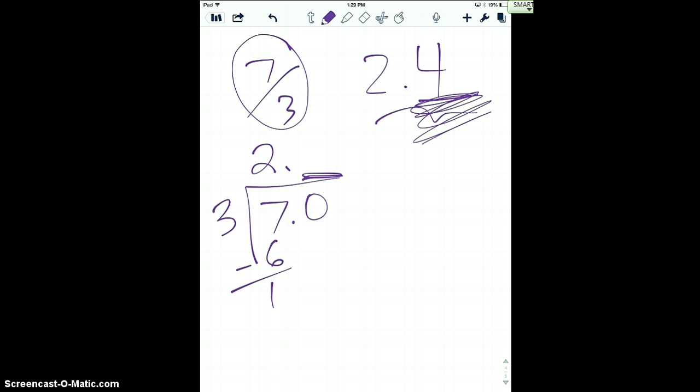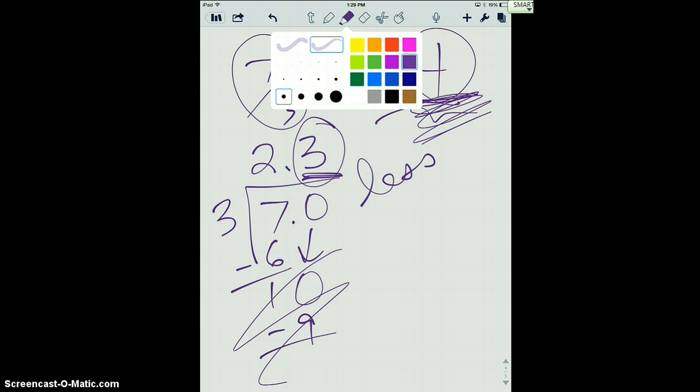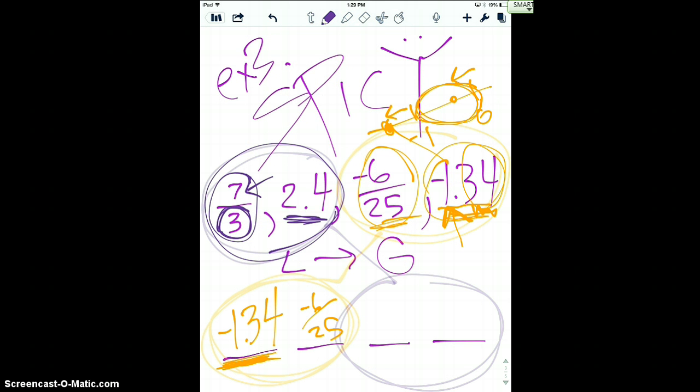Hopefully it's different. Drop down to 0. 3 goes into 10 3 times. Not perfectly, but you know what? I don't care because I got this. The 3 is less than the 4. So what can I say? I can say that 2.4 is the biggest number in this set. So if I go back to my spot here, I'm going to put 2.4 in the biggest position, and 7/3 hits up that spot. And we're done for right now.